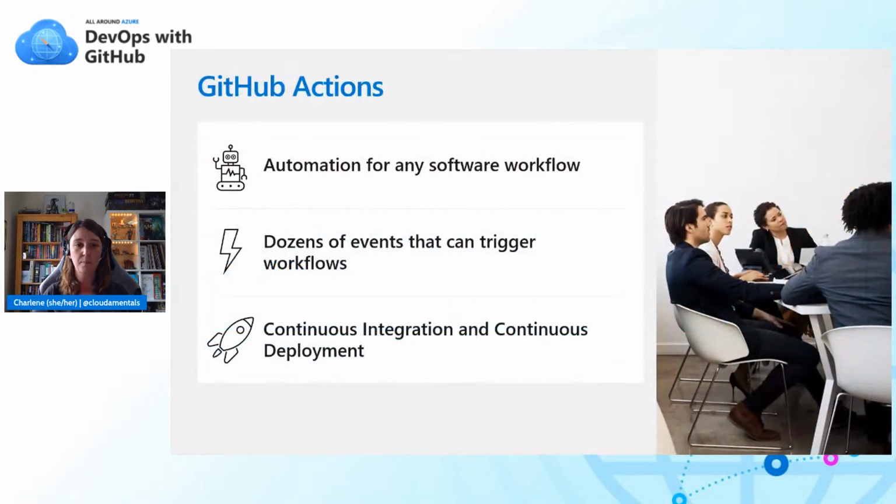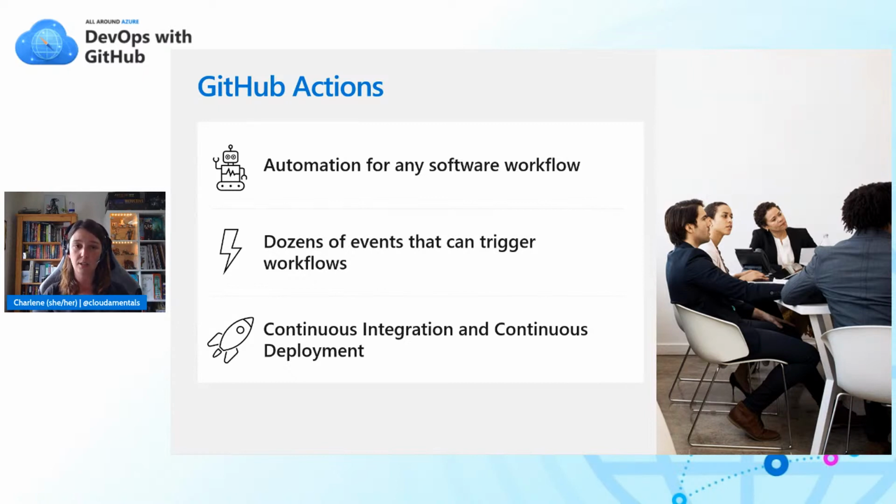And to recap, GitHub Actions are a great tool to automate any software workflow. And I'm not just talking about CI and CD, but workflows that respond to specific events. So you might want to clean up a branch after a pull request is closed, or you might want to respond when an issue is posted in your repo. You can do that with GitHub Actions, and you can choose from dozens of events that trigger workflows. And of course, you can do both CI and CD as well.